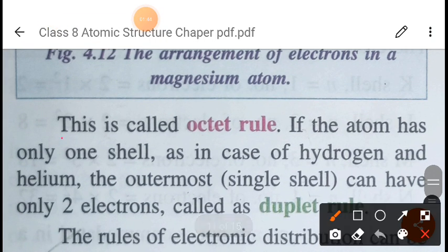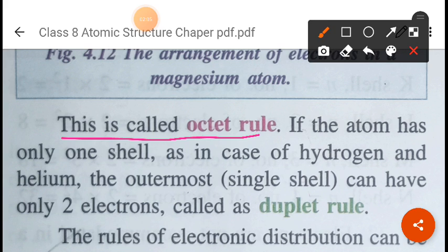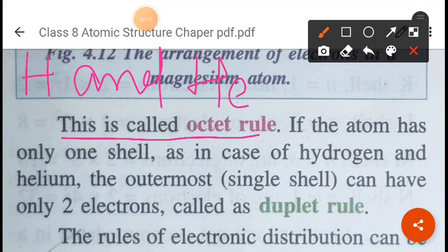According to the octet rule, in a neutral atom, the number of electrons in the outermost shell should be 8. It should not exceed 8. Now this was about the octet rule. Next is one more, which is called the duplet rule. The duplet rule is not applicable to all the elements. It is applicable only to hydrogen and helium. Other elements will not follow the duplet rule.